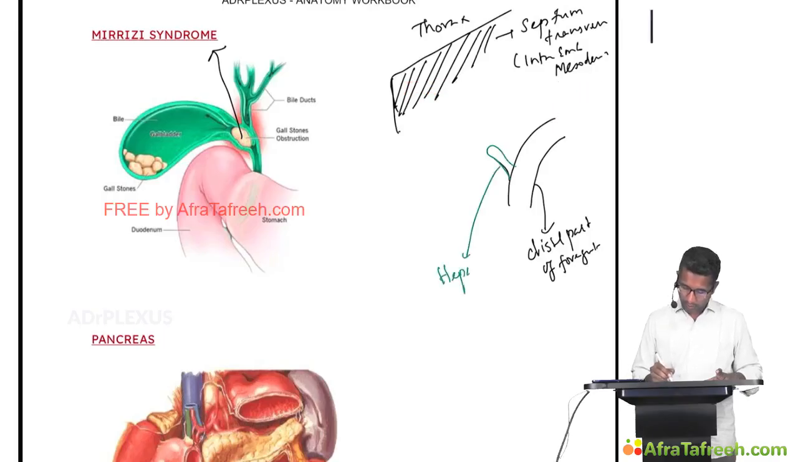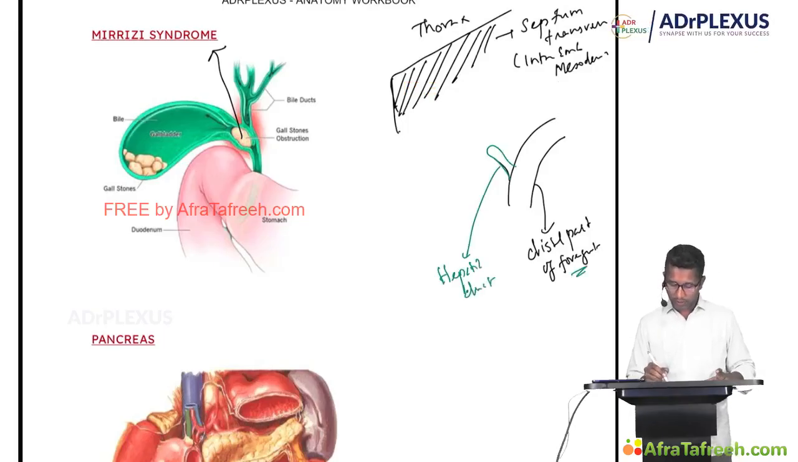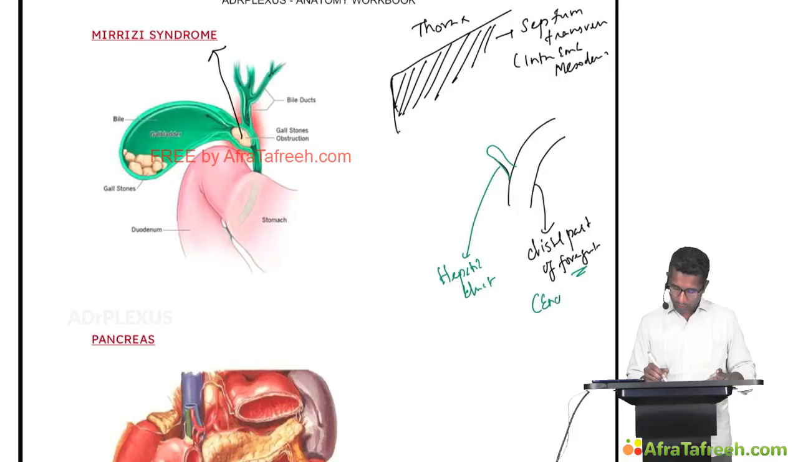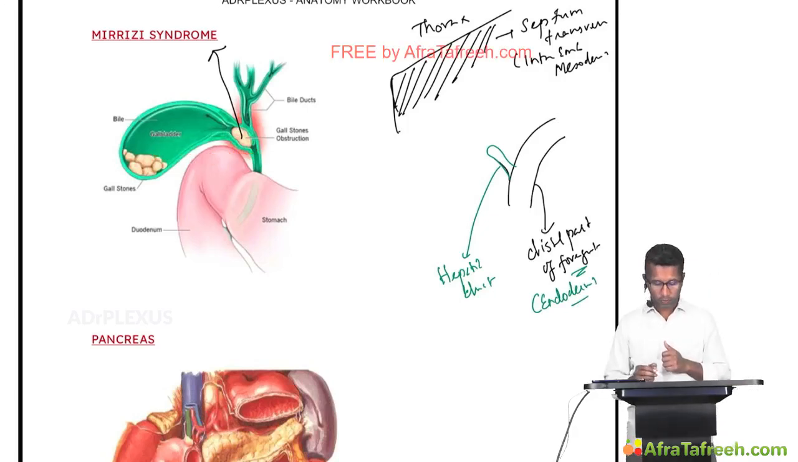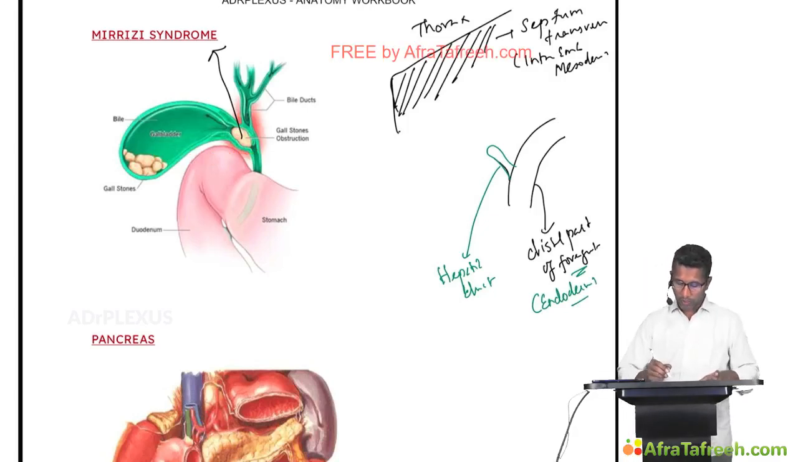When the hepatic bud arises, I'm sure the foregut is a derivative of endoderm. The epithelial lining of the foregut is a derivative of endoderm. So from the endoderm you get this outpouching. So this is the hepatic duct.